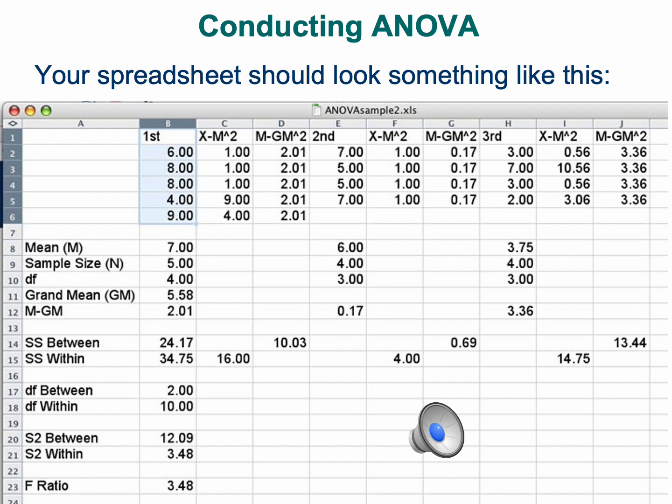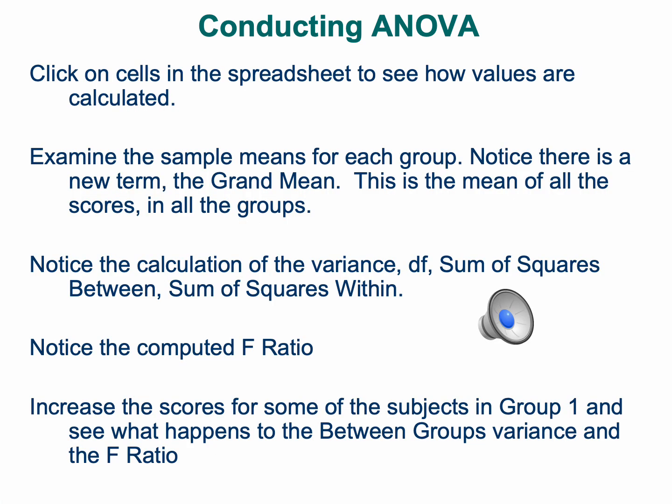But if you run the spreadsheet Excel and open the spreadsheet, you should see it look like this. And these are all the calculations for the analysis of variance for this example with the birth order. The first thing I'd like you to do is to examine the Excel spreadsheet by clicking on the cells in the spreadsheet to see how things are calculated. You may not quite understand exactly what's being referred to.